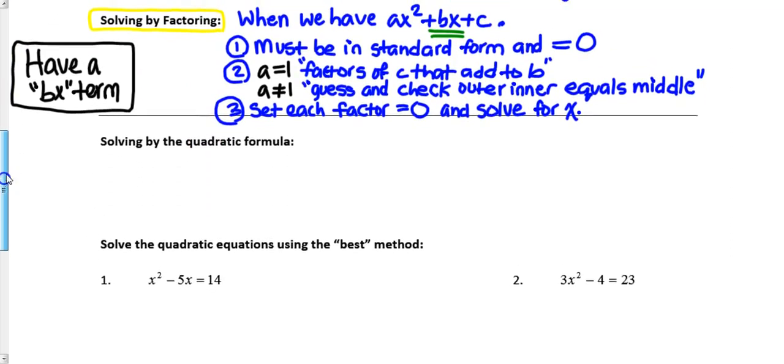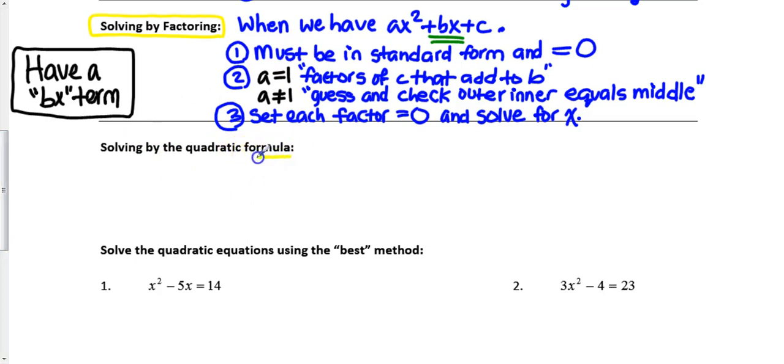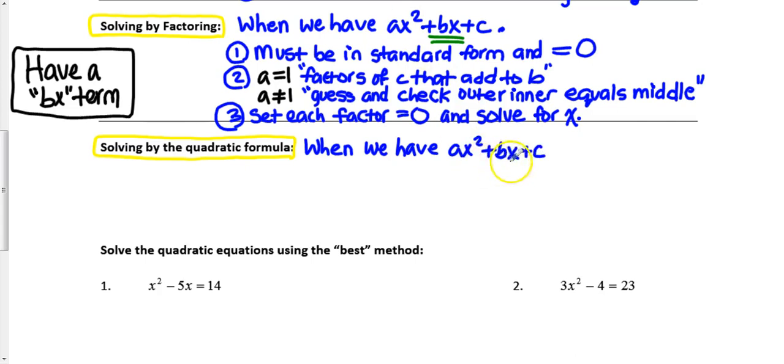The last tool in the toolbox is solving using quadratic formula. We use this when we have ax squared plus bx plus c. So once again, we have a middle term. And cannot factor. So our go-to method will always be to factor. But if we can't factor, if we cannot factor, we are going to use quadratic formula.